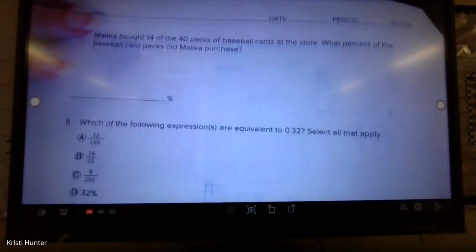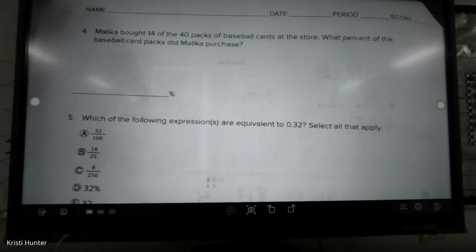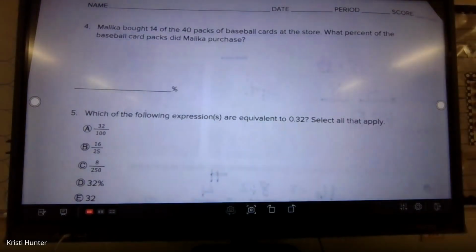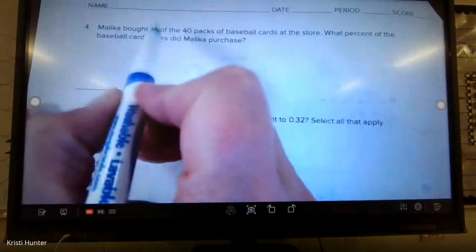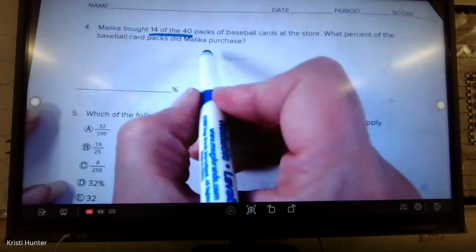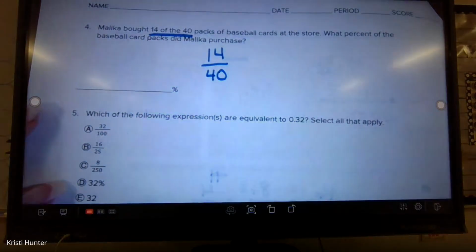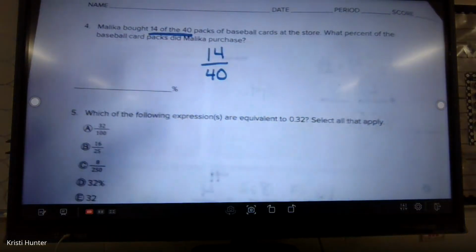All right. And that takes us to number 4. Number 4 says, Michaela bought 14 of 40 packs of baseball cards at the store. What percent of baseball cards did Michaela purchase? Okay, so here's what it says, 14 of 40. You have lots of strategies that you can use.